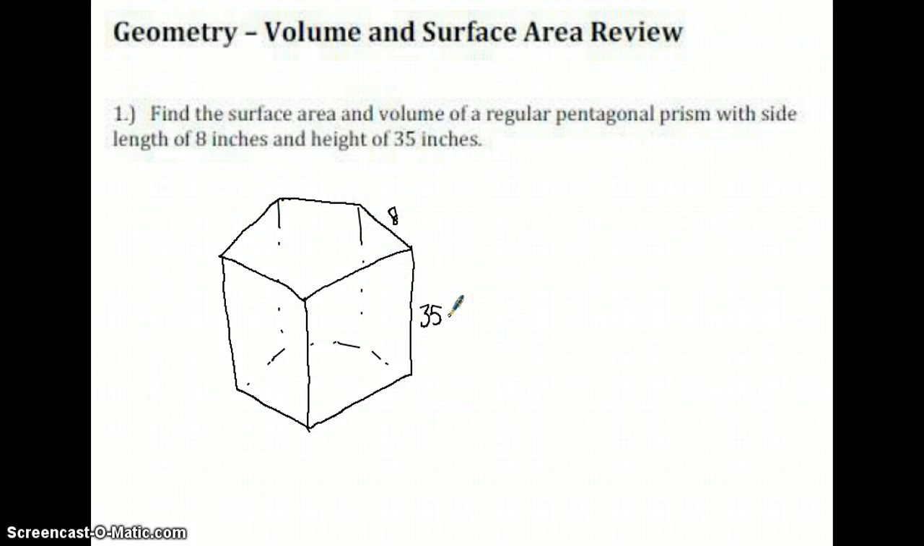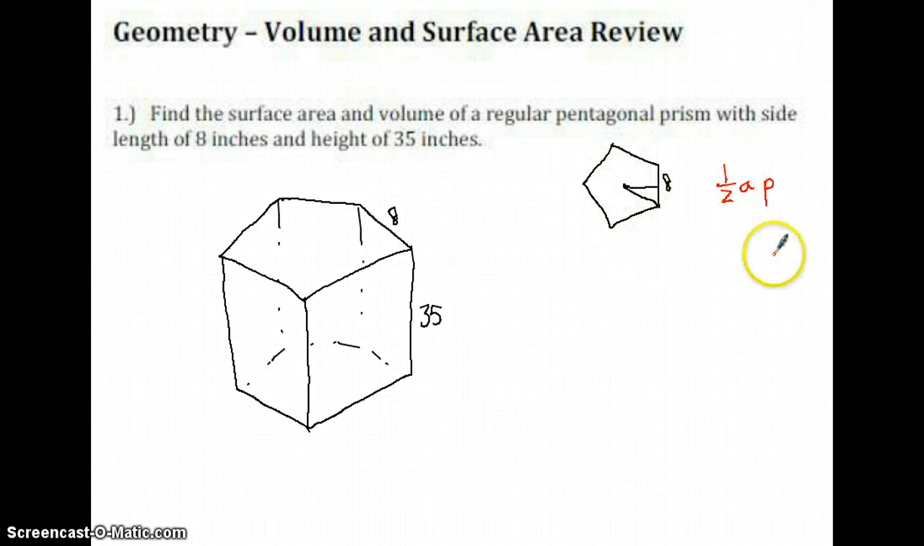So for both surface area and volume, I do need to know the area of this pentagon, and that's kind of annoying. We haven't done anything like that in a while. We did that in the last chapter a whole lot, but not recently. Why did I have to draw that so small? All right, let me change colors. Yeah, so I have to find the apothem. If I'm going to do area of the pentagon, I want to know the apothem and the perimeter.